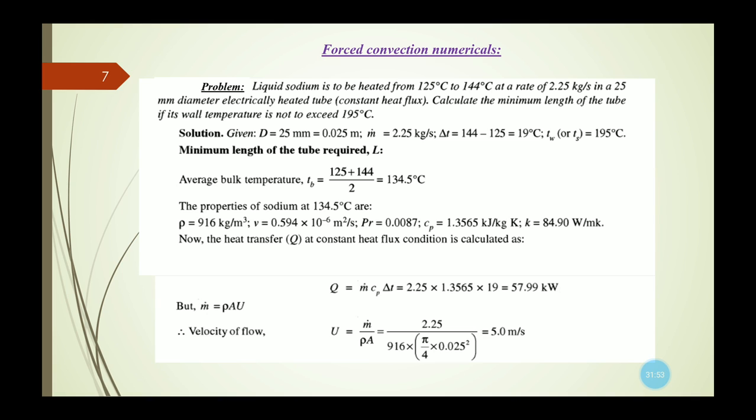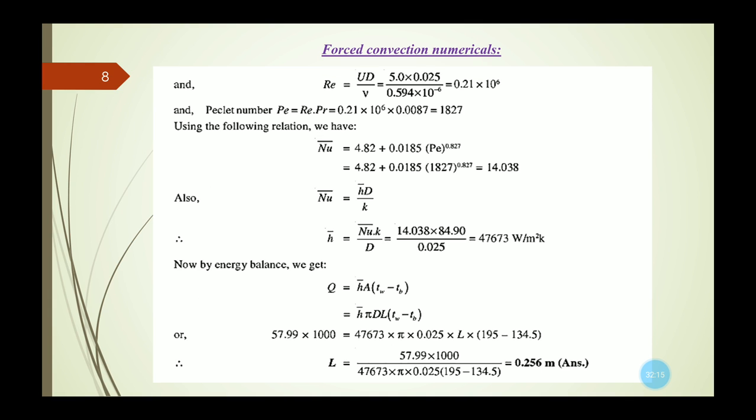So Q dot we can calculate as 57.99 kilowatt. The mass flow rate formula is rho A U, the density, area, and the free stream velocity multiplication. So the velocity of flow can be calculated as U equals m dot by rho A, which we are getting as 5 meter per second. Now the Reynolds number value can be calculated using this formula U D by nu. It is calculated as 0.21 into 10 to the power 6.